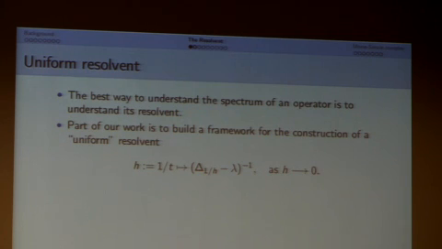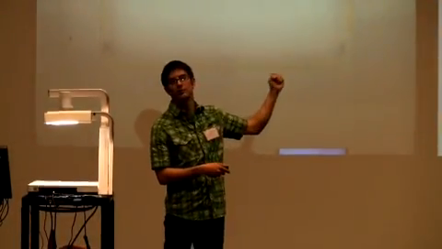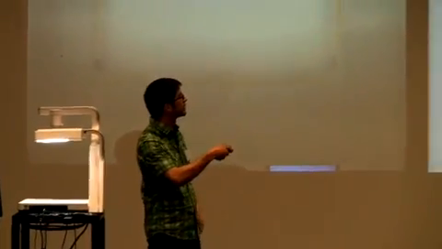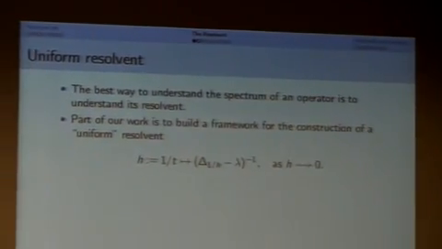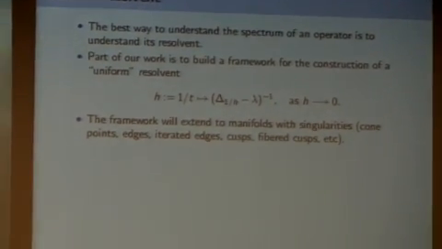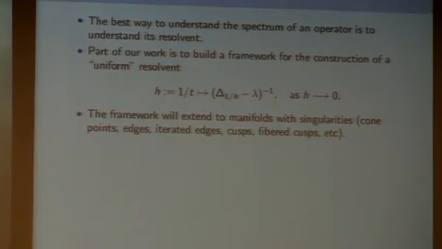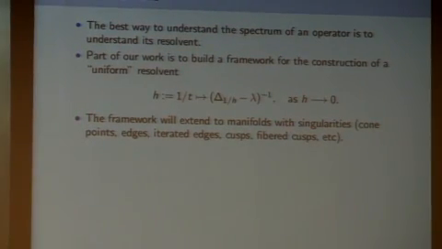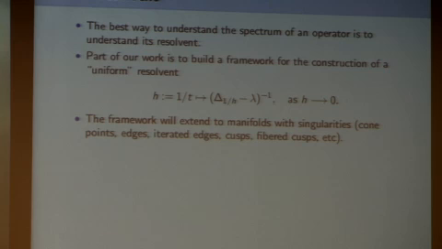While the manifold itself is a perfectly smooth space, the singularity in this problem is a singularity in the operator. This operator is becoming singular as h goes to 0. So we want to understand how to deal with that singularity. And the idea is that this framework we're setting up is going to extend to stratified spaces, so settings like manifolds with cone points, edges, or whatever kind of singularity you want to put in there, and we'd like to analyze that situation as well.